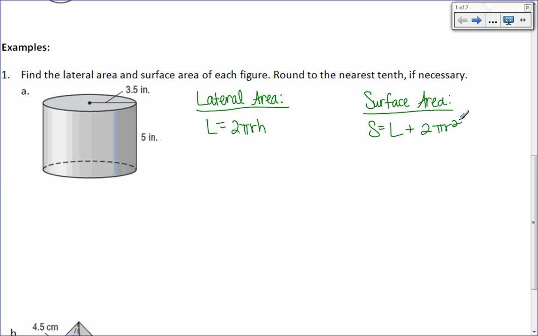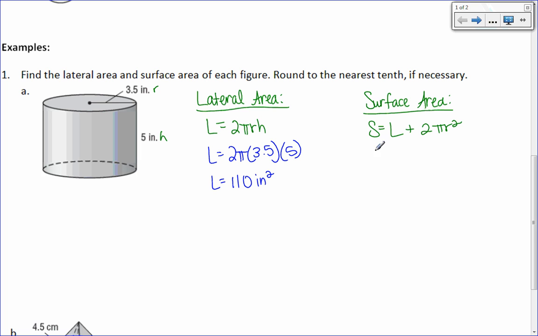Okay, now take a minute to look at these formulas and make sure that you have all the numbers that you need to plug in. This is radius and height. That's the radius. This is the height. And same thing here, the only thing else that gets plugged in other than what we've gotten for lateral area already is the radius. So we're ready to go ahead and plug in our numbers. Okay, so here we have L equals 2 pi times the radius, which is 3.5, times the height, which is 5. And when we multiply these, make sure you round to the nearest tenth. It actually rounds off to 110 square inches.